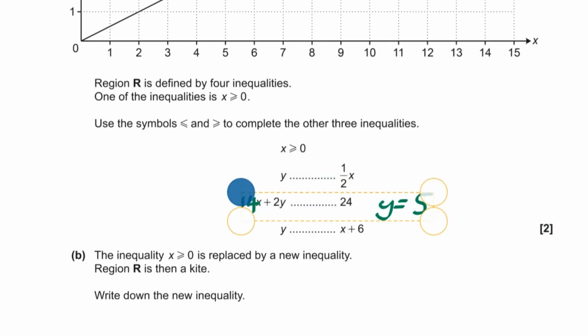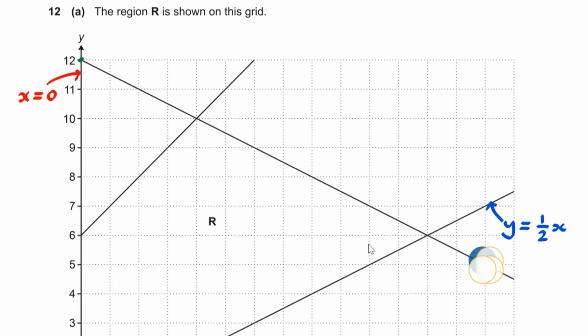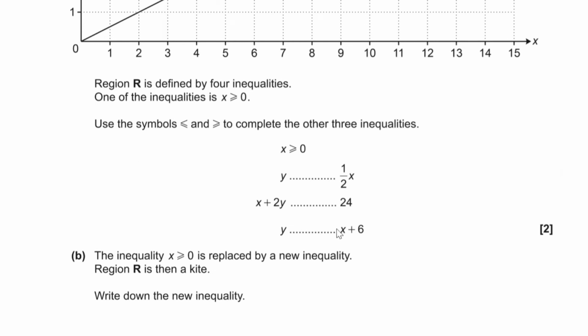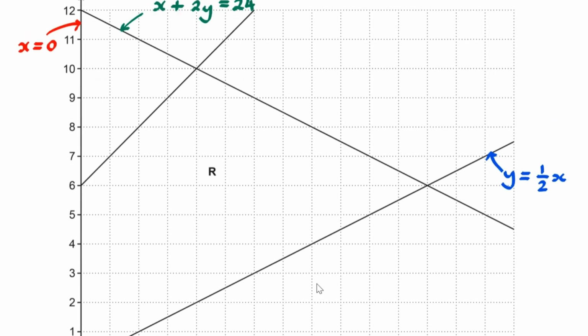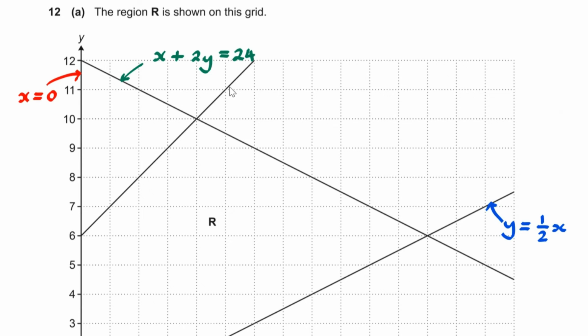So the equation of the line here, we have the line x plus 2y equals 24. And then we've got y equals x plus 6, which is the remaining line here. So we have y equals x plus 6.